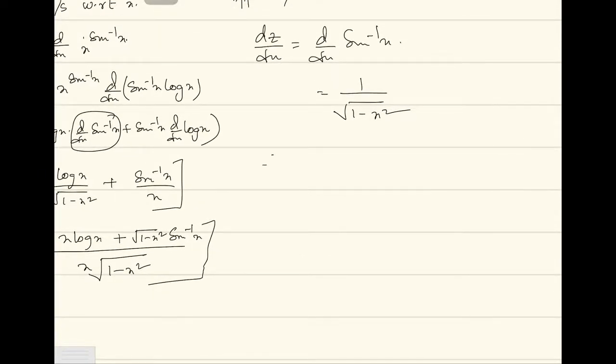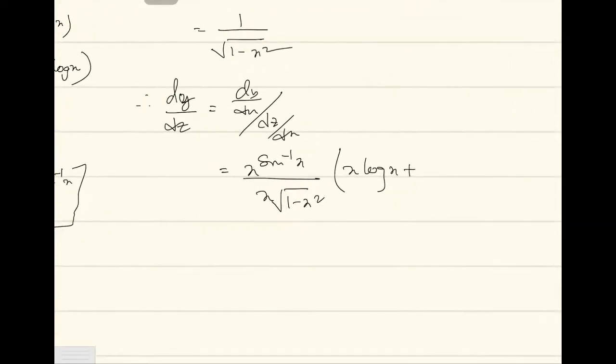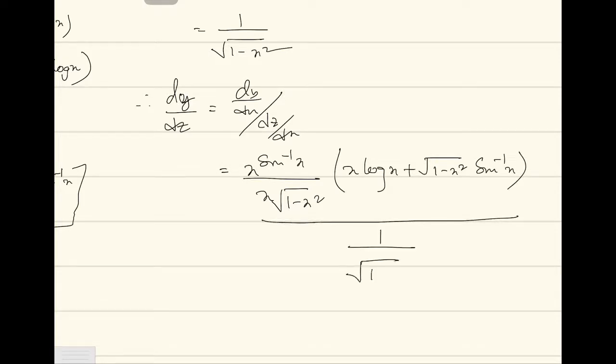Check out the formula. Therefore ultimately dy by dz will be dy by dx above and dz by dx below. So that gives me the derivative: x to the power sine inverse x. I can write like x under root 1 minus x square, and inside the bracket I have x log x plus under root 1 minus x square sine inverse x, divided by 1 divided by under root 1 minus x square, correct?